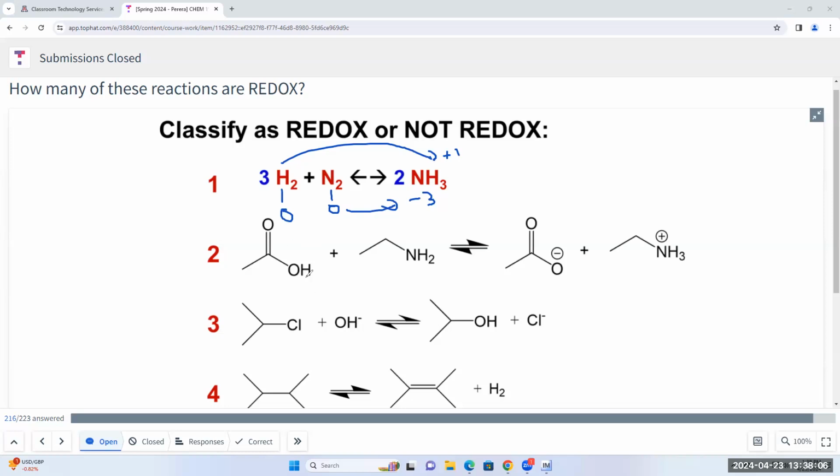And then reaction 2, business end. I only think about the business end. Do not worry about all the other atoms in a molecule. Think only about the business end, meaning where change occurs. The change occurs here and here. So let's think about one of them at a time. So here's what we have here.